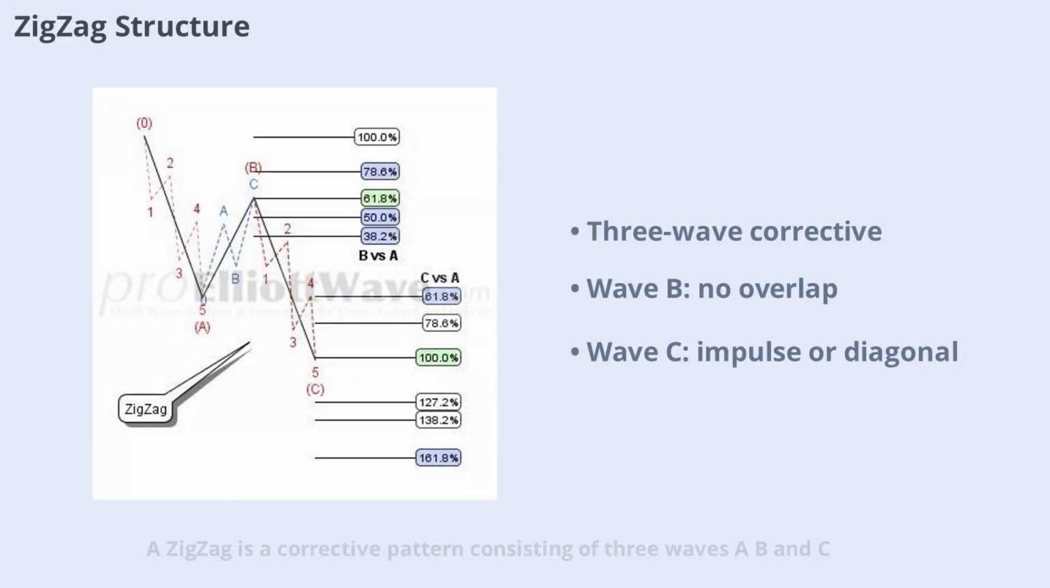A zigzag is a corrective pattern consisting of 3 waves, A, B, and C. The structure is 5-3-5, with wave B never moving beyond the start of wave A. Wave B is subdivided into a 3-wave pattern, which can be a zigzag, flat, triangle, or combination. Wave A can be impulsive or a leading diagonal, while wave C can subdivide into 5 waves as a diagonal or impulse. Zigzags are common in corrections and help traders identify retracement opportunities.